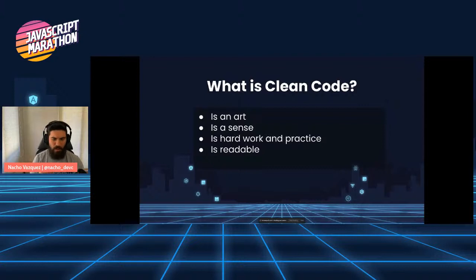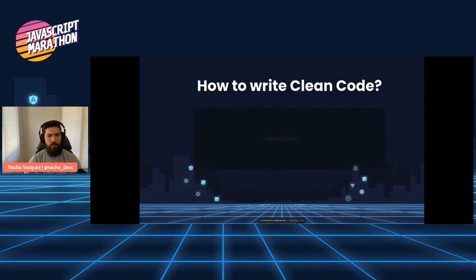Another characteristic that clean code has is that it's maintainable. And maintainable is associated with readable, but it's not quite the same. You can read the code and understand the code, but even if you understand what's going on, it can be written in a way that is hard to extend, hard to change. So clean code is also maintainable code.